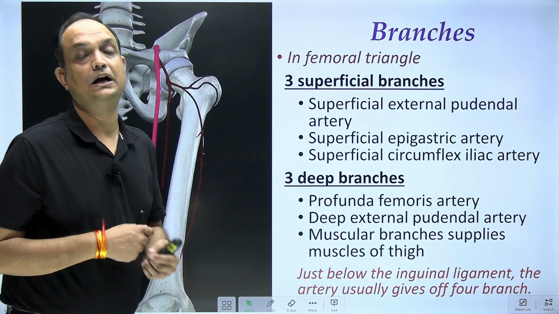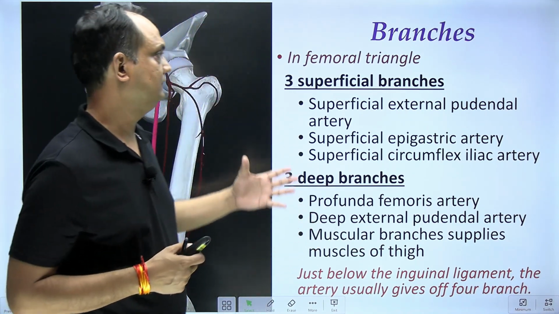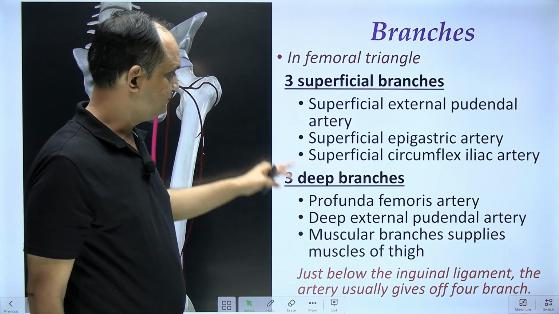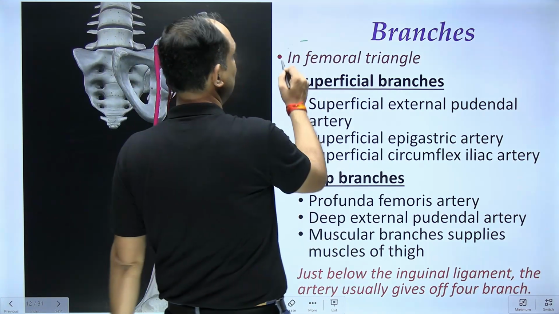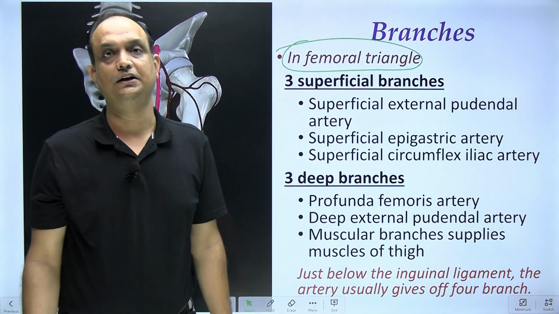Now, what are the branches of the femoral artery? There are three sets of superficial branches and three sets of deep branches. These six branches arise in the femoral triangle, and there are some branches which arise in the adductor canal.